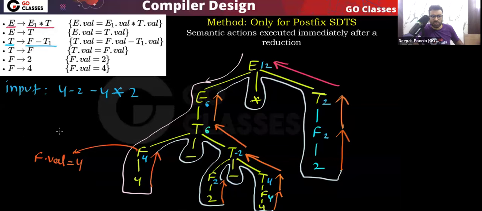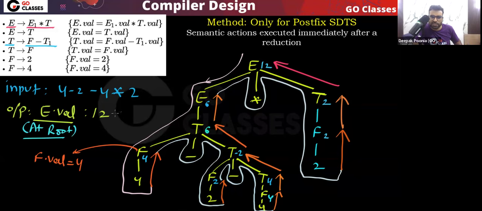So that's it. At the end, what is e.val? I can say that e.val for the root node will be equal to 12. I hope you understood this. So this is how you can solve this question. The same question I can solve using another method also.